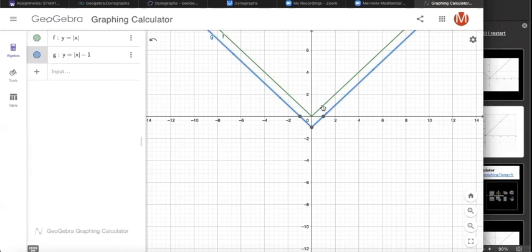They see the shift. We have the graph of y equals absolute value of x and y equals absolute value of x minus 1. The same way if we try to graph y equals absolute value of x plus 1, we see the shift as well. Now it shifts up. So we observe the changes in the graph, in the function.